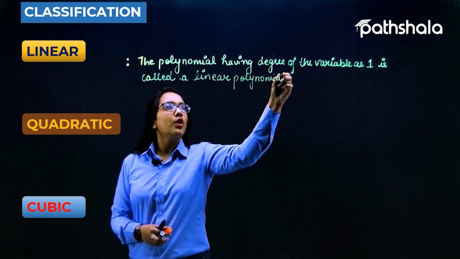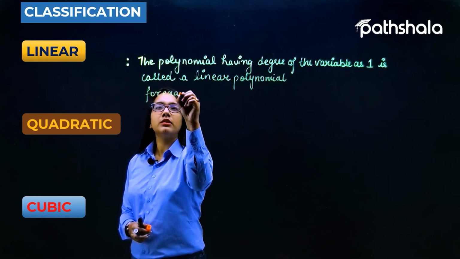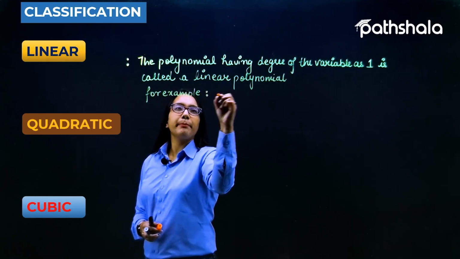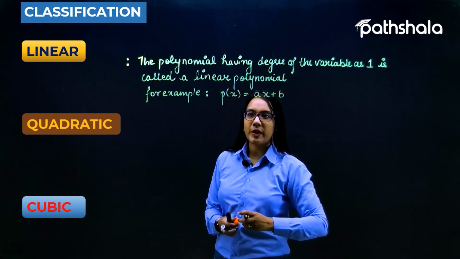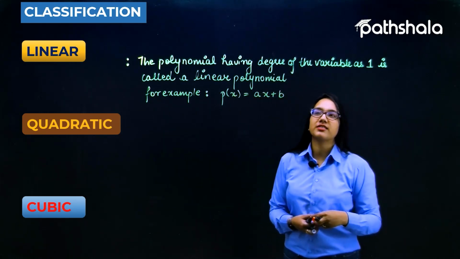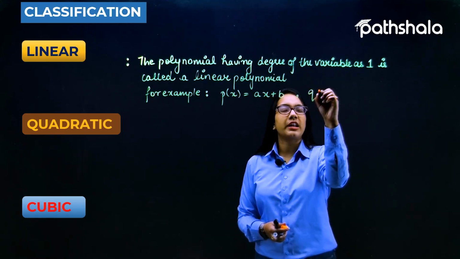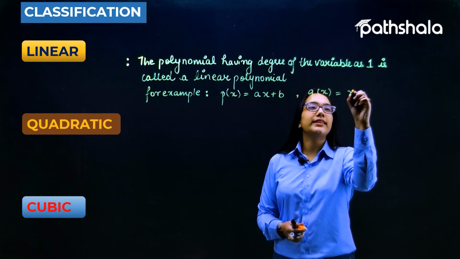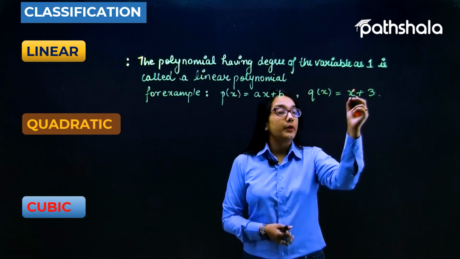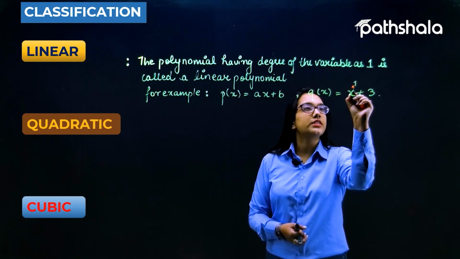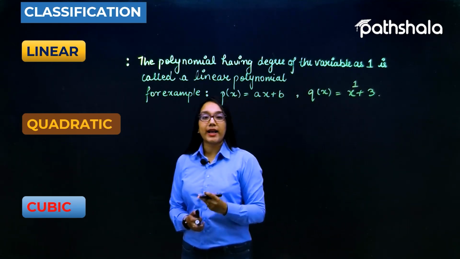For an instance, or for example, p(x) is equal to ax plus b. Obviously, the highest power of the variable over here is 1, so this is a linear polynomial. Let us take another example, q(x) is equal to x plus 3. Again, this is a linear polynomial because the power or the degree of this polynomial is 1. Hence these are called linear polynomials.